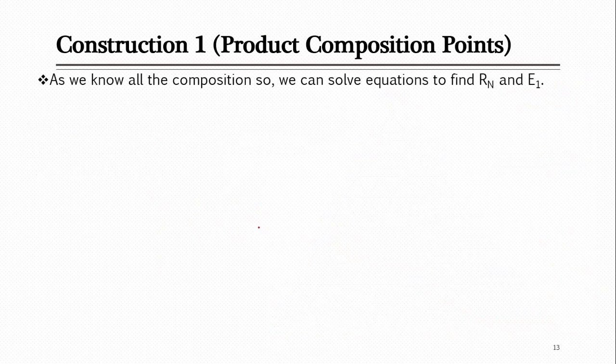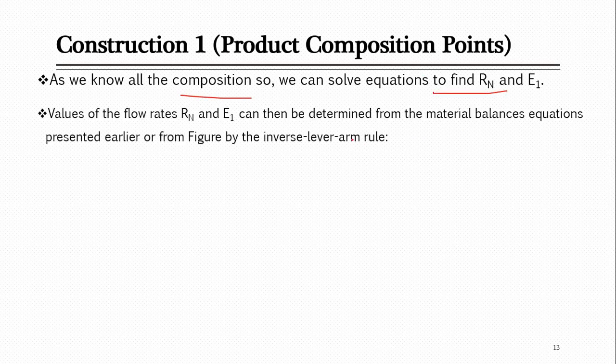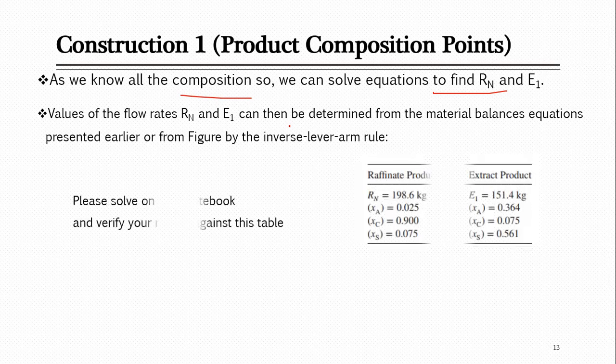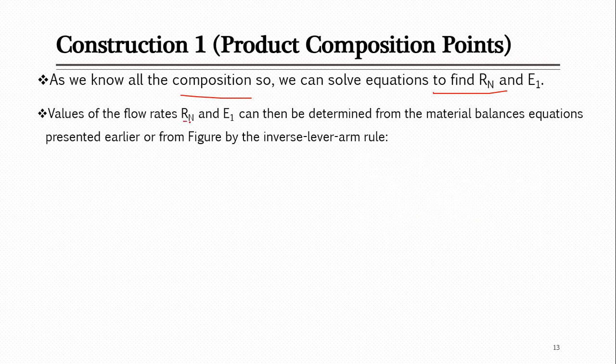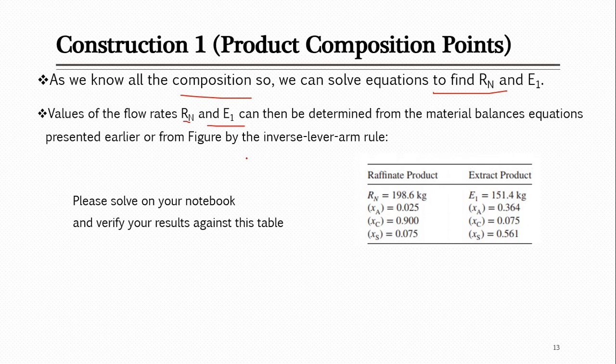So now, as you know all the compositions of raffinate and extract up to here, you can use these and go back to the material balance equation which you have already seen in the last slides. You can put in these mass fractions which are now available, and you will find the values of Rn and E1. So kindly do this calculation in your notebook and compare those values to the values given here in your book. Actually the final purpose was to calculate the flow rate of Rn and E1, meaning the raffinate stream leaving from the nth plate.